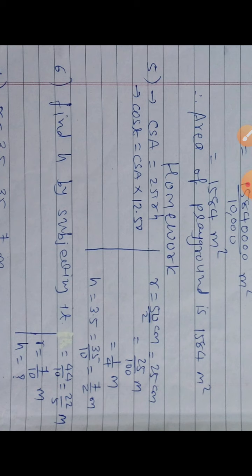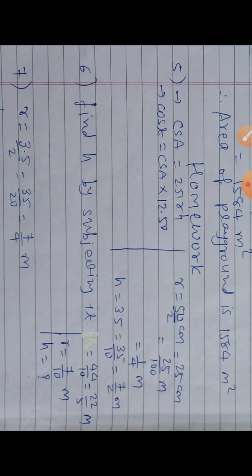Now what are the steps? In the first step find CSA by 2 pi rh, then cost by multiplying the answer by 12.50. So whatever cost is needed, you will get it. That is again very simple. Now look at number 6.